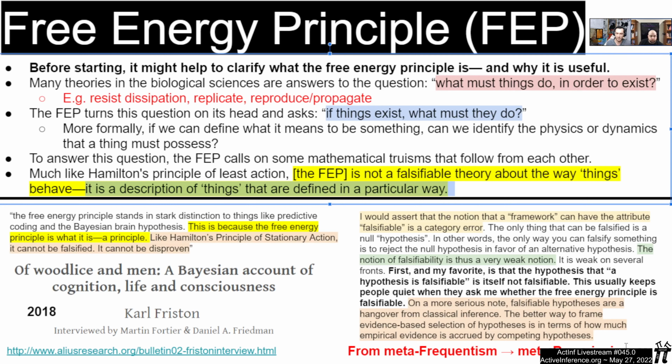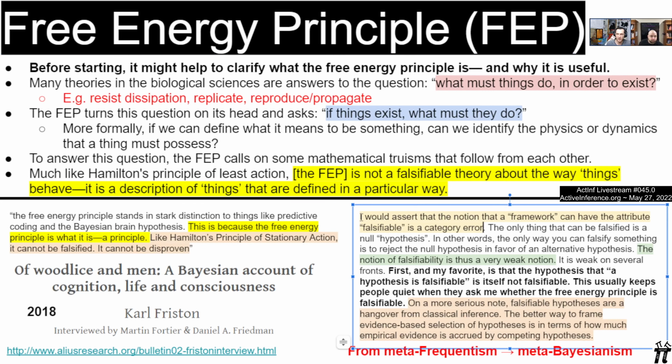And for more reading on this, here's a 2018 interview with Fortier and myself and with Karl Friston. And here there's some discussion around notions of falsifiability. Can the FEP be falsified? Or what is the relevance of falsification, which is a frequentist idea, in this Bayesian, meta-Bayesian, post-Bayesian, whatever epoch or mode that we're in? And just one really interesting quote is from Karl. I would assert that the notion that a framework can have the attribute falsifiable is a category error.